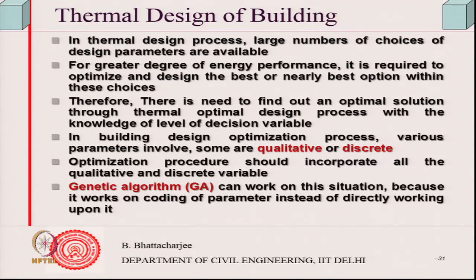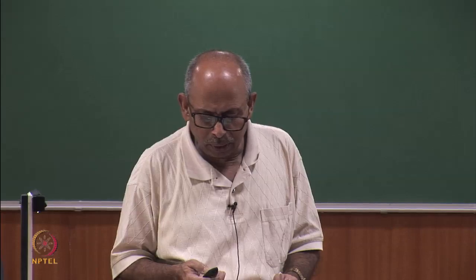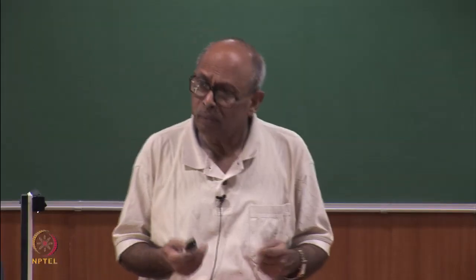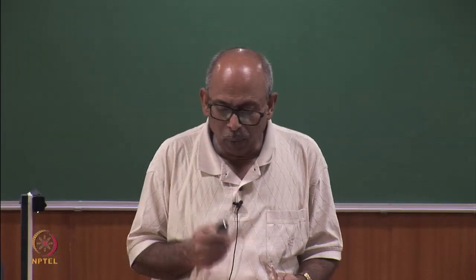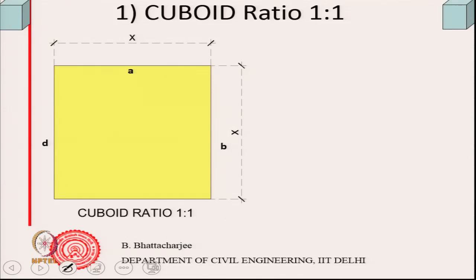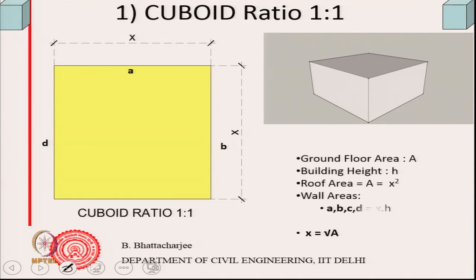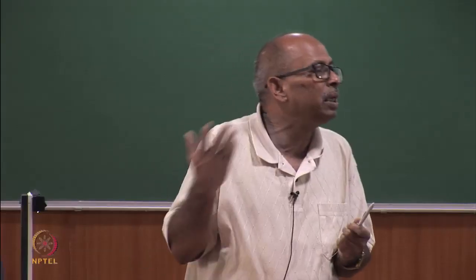So, I will not discuss these algorithms or tools which are there now. There are so many of them, so I will not talk about that. But I will just talk about possible alternatives so that you understand that this process can be a fairly involved process. For example, form alternatives, I can have rectangular with a ratio of 1 is to 1, cuboid, right. So, ground floor area, building height h, roof area A is x square, and wall area then x into h, h is the height. So, x is root over A, the same, I can do some geometrical thing which we did earlier.